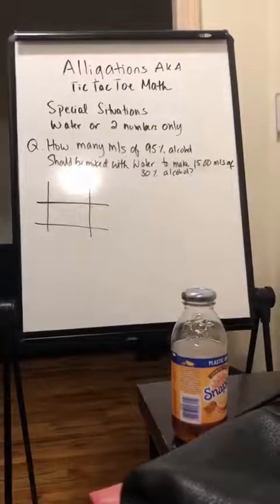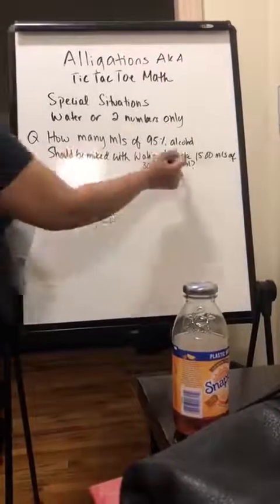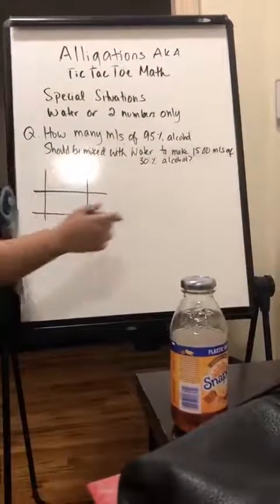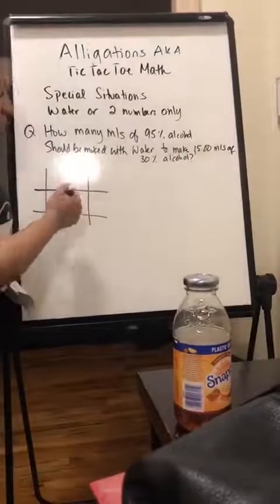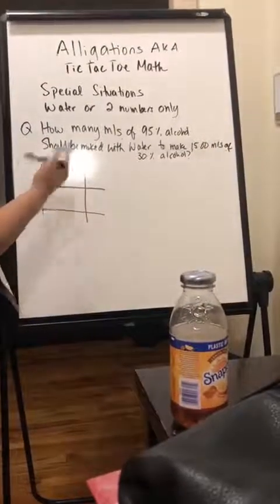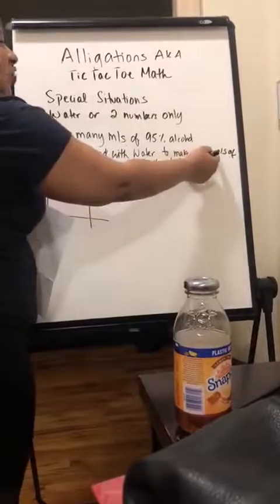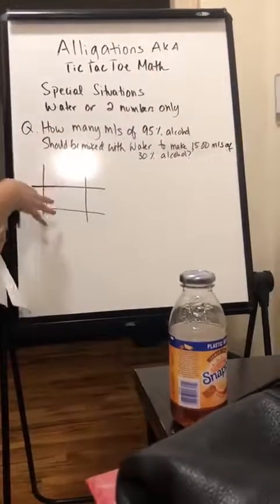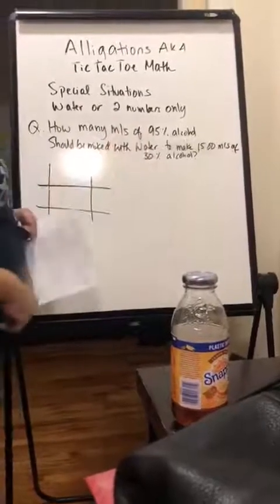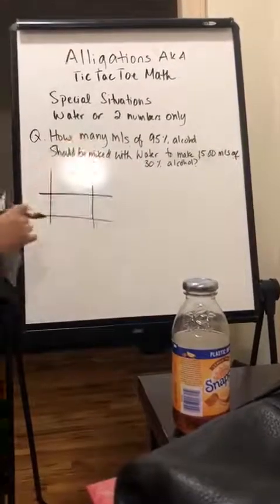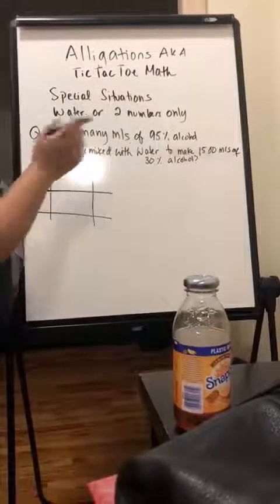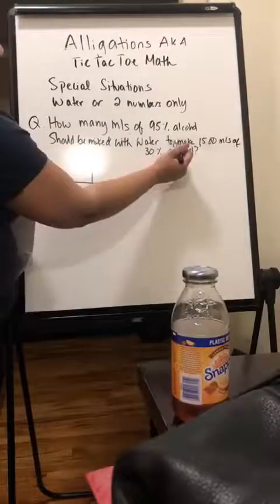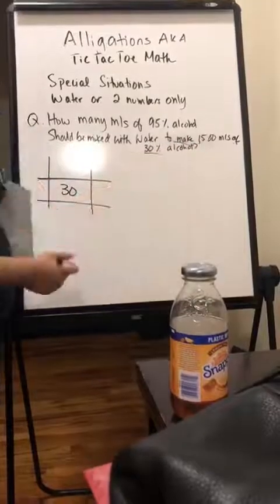So what are we making? What we're making comes after this. And remember, what you make will only be a percentage. mLs will never go inside of the grid. Some people will see 1,500 mLs after the word make and think it must go here. mLs do not belong on the grid, only percentages do. So how many should be mixed with water to make 1,500 mLs of 30%? 30% is what we're making. It says make 30, okay?